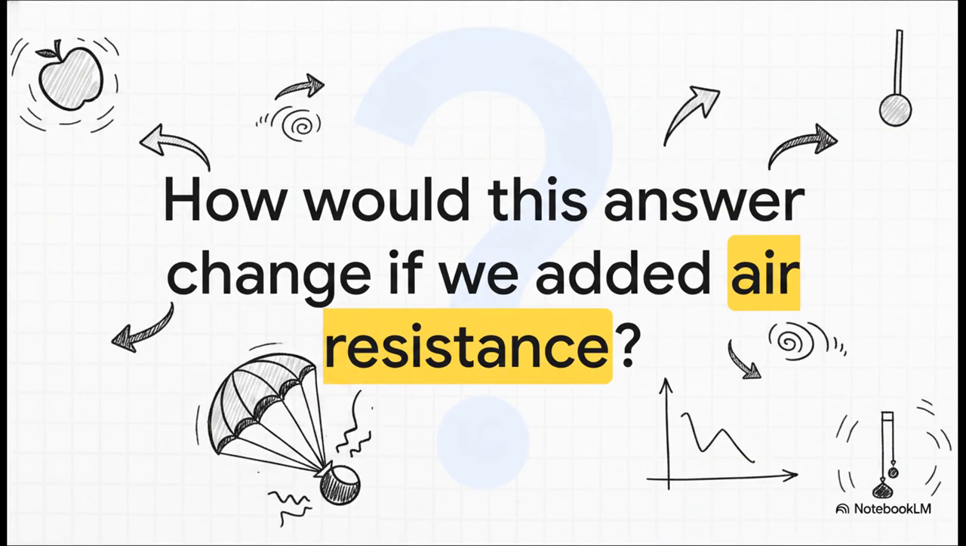So, I'll leave you with a final thought to chew on. Our whole solution depended on gravity being a conservative force. But what if we had to account for something like air resistance? Air resistance is a non-conservative force. It always opposes motion. How would that change the total work done? And what would that do to our answer for the mean power? It's a fantastic question to think about.